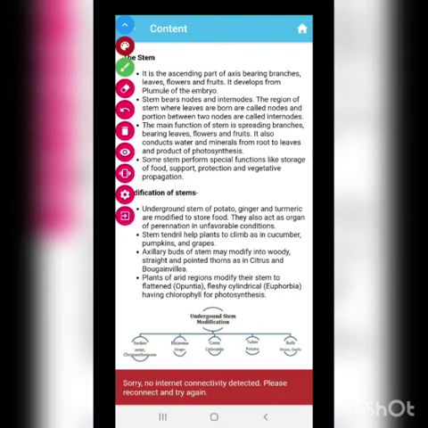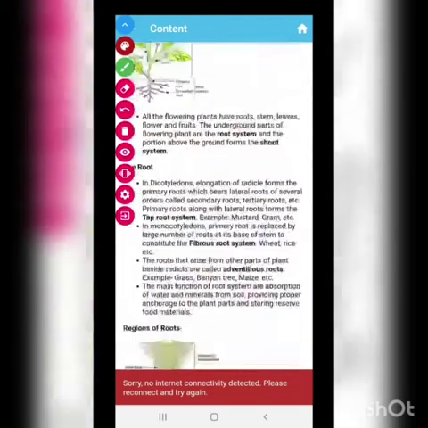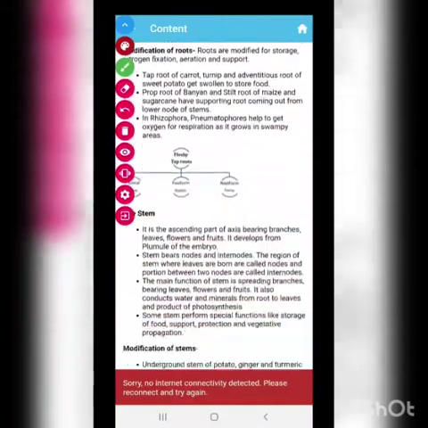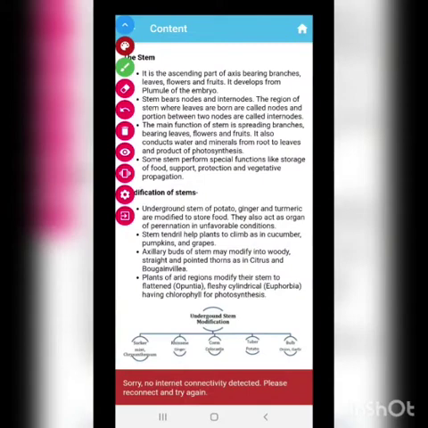In the previous session, 11th class biology book, NCERT, we were talking about chapter number 5, Morphology of Flowering Plants, and we had already talked about the modifications of roots. Now, today we are going to talk about the stem and its modification.